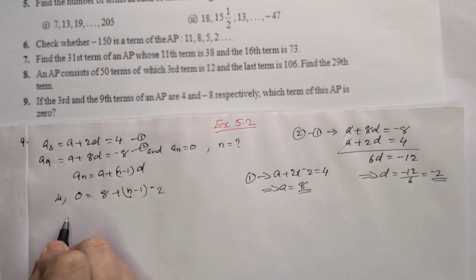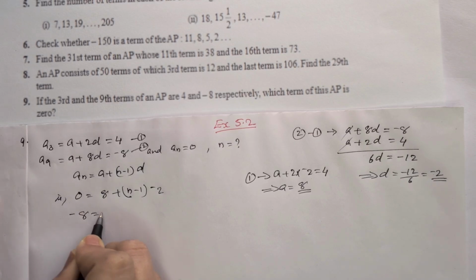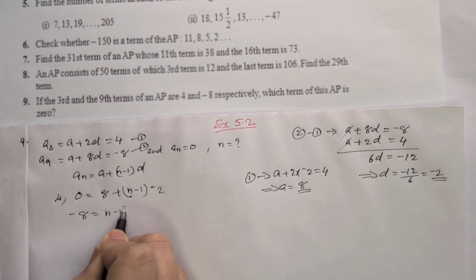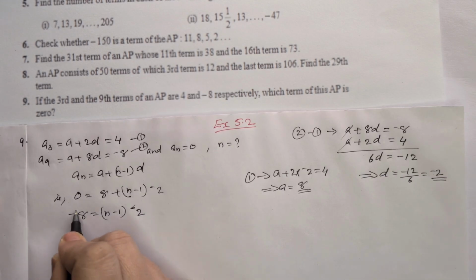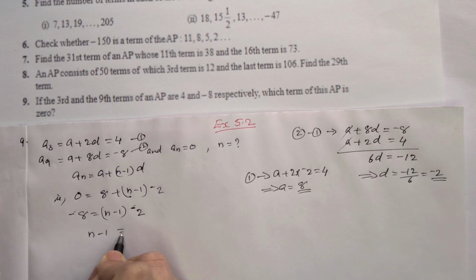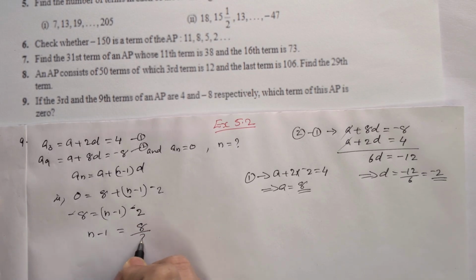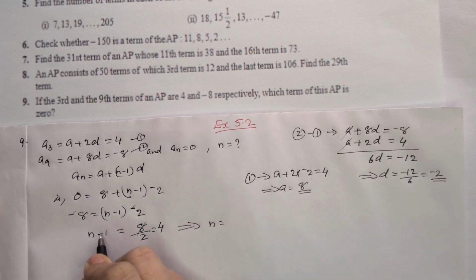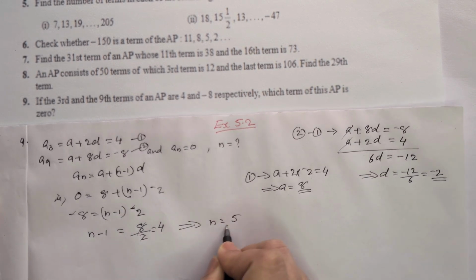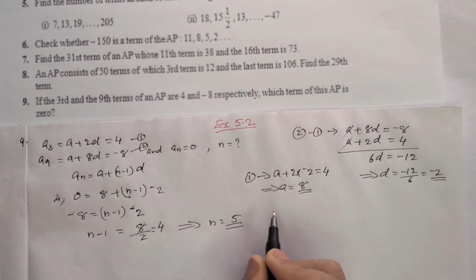Move this 8 to the other side. That means minus 8 is equal to (n minus 1) into minus 2. We can cancel minus from both sides. Then n minus 1 is equal to 8 by 2, which is equal to 4. Which implies n is equal to 4 plus 1, that means 5. So the fifth term of the AP is 0.